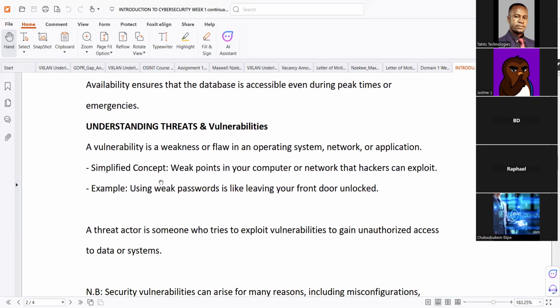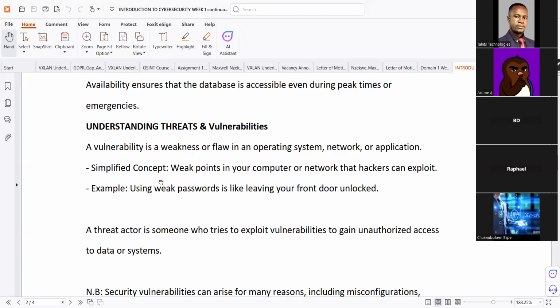Now, you understand the threats and the vulnerabilities. What is a vulnerability? When you say somebody is vulnerable, it means that there is a flaw, a weakness. So a vulnerability is a weakness or a flaw in an operating system, network, or application. So weak points in your computer or network that hackers can exploit, that's vulnerability.